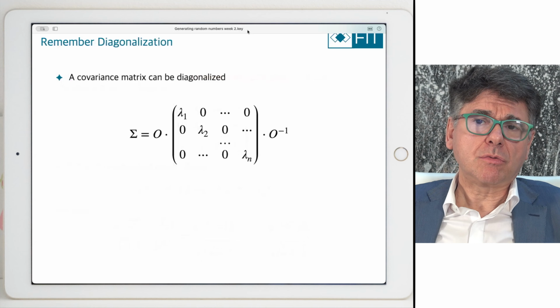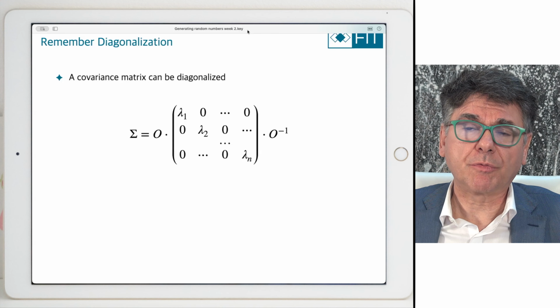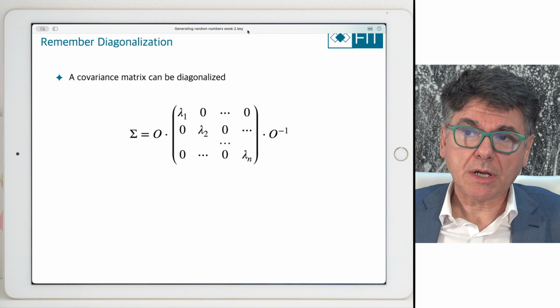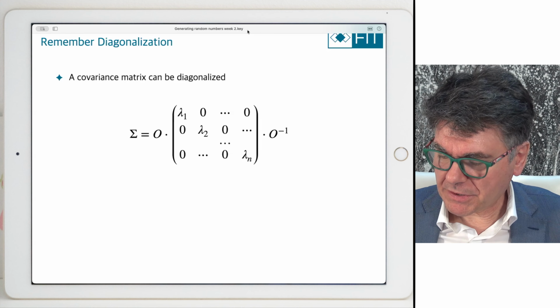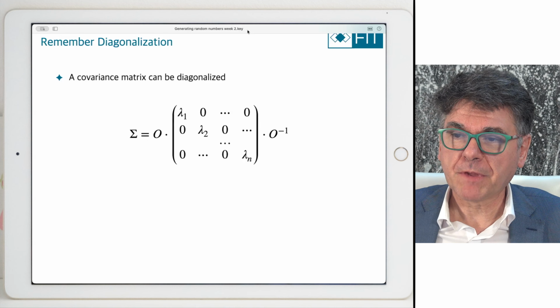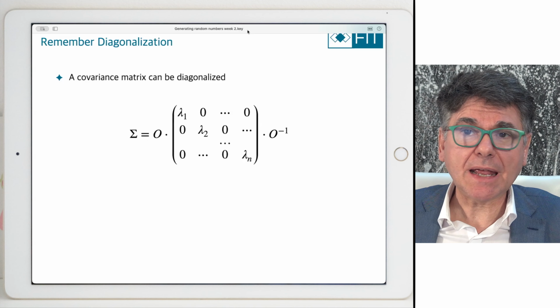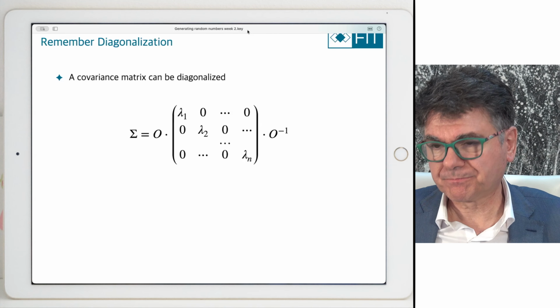How can we then do Gaussian distributions with arbitrary covariance matrices? Through diagonalization, at least in principle. This is not computationally efficient, but in theory it would work. If I take my variance covariance matrix and diagonalize it with an orthogonal matrix, then I go back from any arbitrary variance covariance matrix to one which is diagonal.